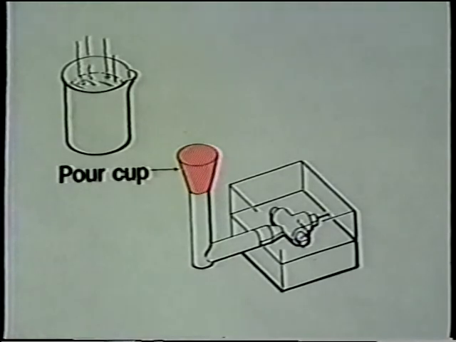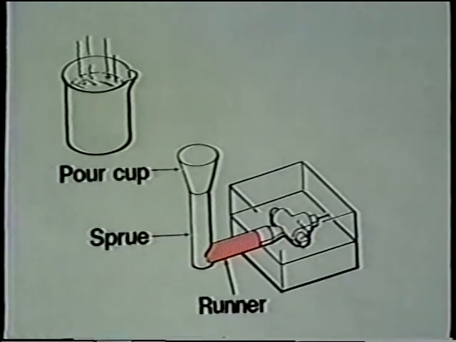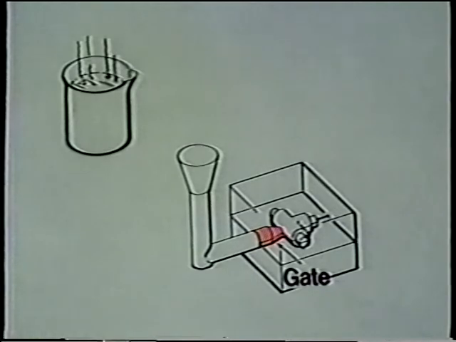The pour cup is the funnel-like opening into which the molten metal is poured. The sprue is the portion that connects the pour cup with the runner. The runner is the channel through which the molten metal flows through the mold. The gate is the portion of the channel in a mold through which molten metal directly enters the mold cavity.